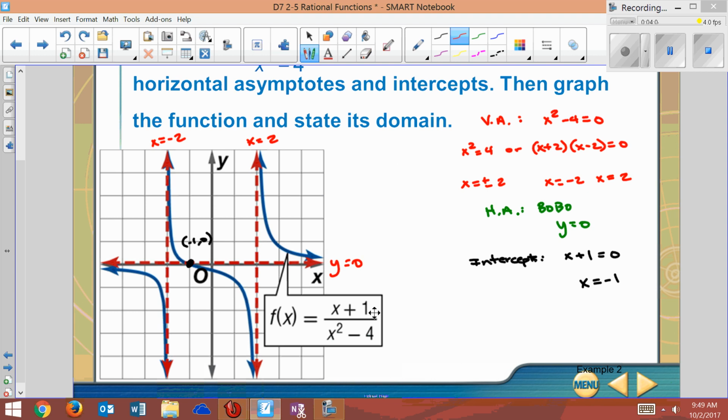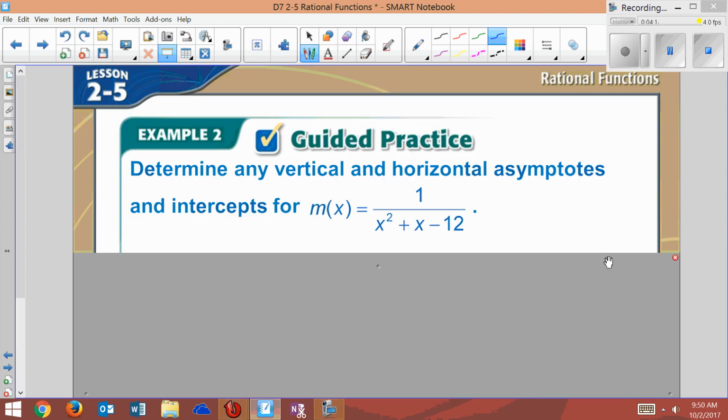It says state the domain. So again, I'm going to do it in set builder. X cannot equal -2 and 2. That's our domain. Now here's one for you to try.